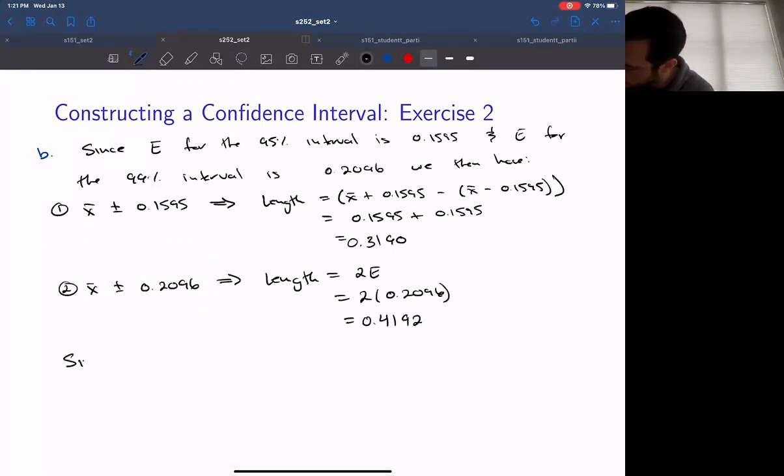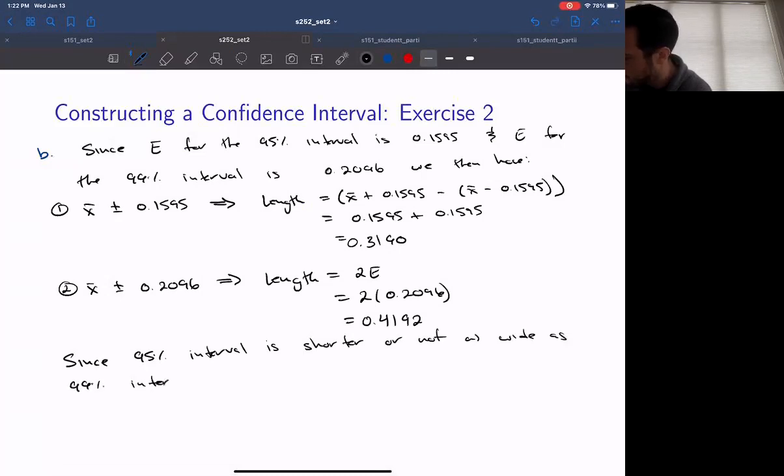So since the 95% interval is shorter or not as wide as the 99% interval, it is more precise.